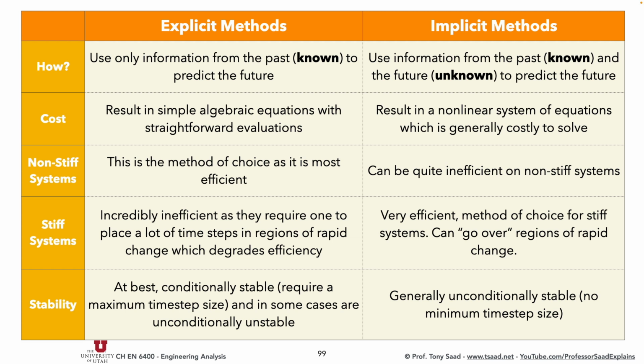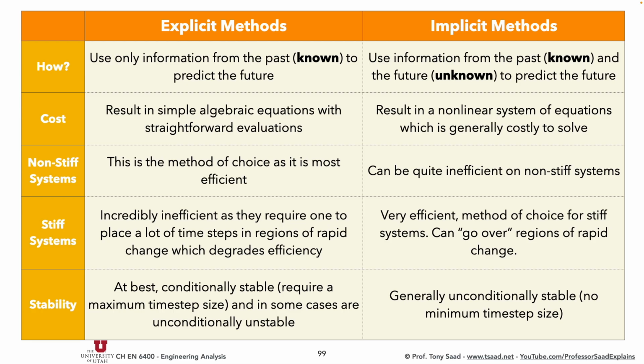Okay? So in general, look at this when you're trying to choose a solver. First row over here is what we just expressed. Explicit methods use information from the past. Implicit methods use information from the past and the future. Cost: explicit methods result in simple algebraic equations with straightforward evaluations. Implicit methods result in nonlinear systems of equations that you have to solve. They are more costly than linear systems because internally they have to iterate and do their thing.